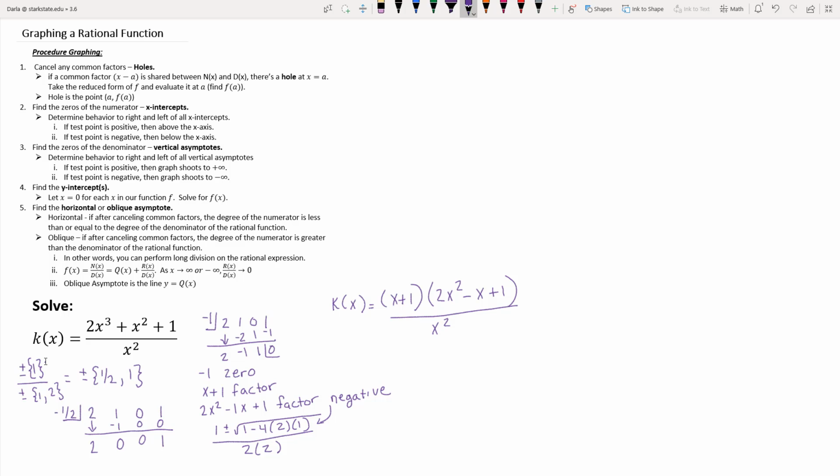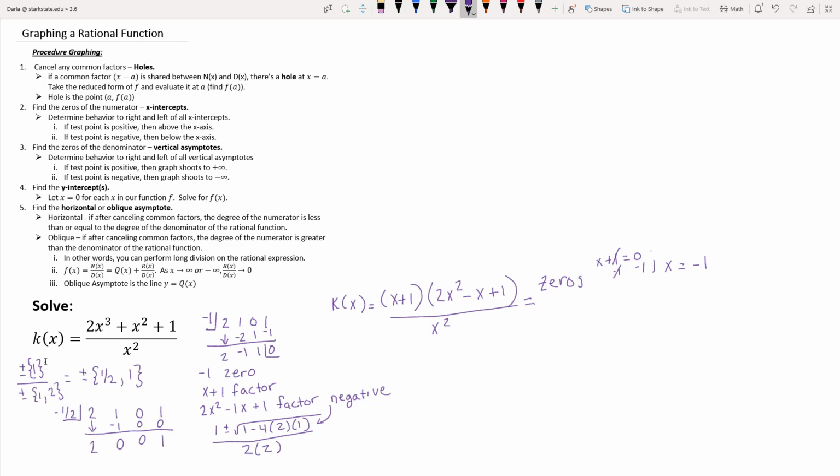As far as our step 2, we need to figure out our x-intercepts or our zeros. Those come from our numerator, so setting each of our factors from our numerator equal to 0. If we set x plus 1 equal to 0, we subtract 1 from both sides, and we get x is -1 as our 0. And then we already decided from using the quadratic formula on 2x squared minus x plus 1 that we do not get any real zeros, so we can skip that part.